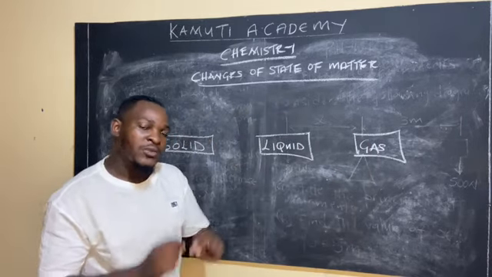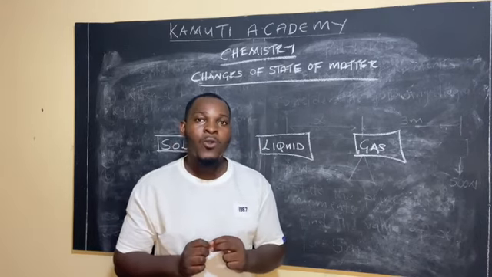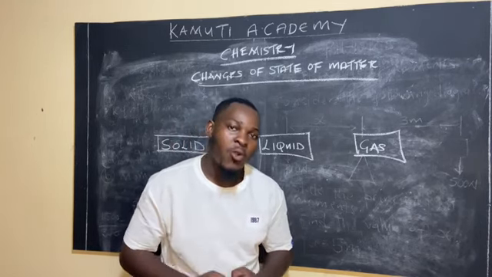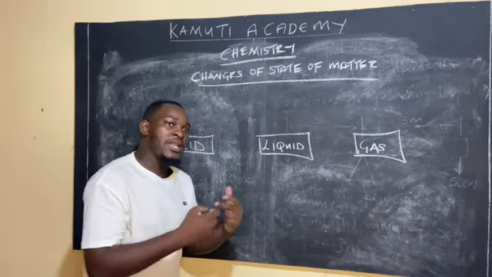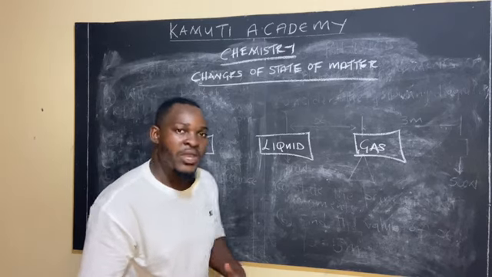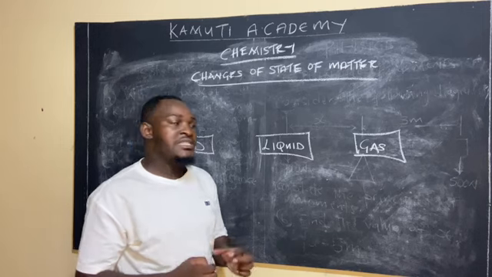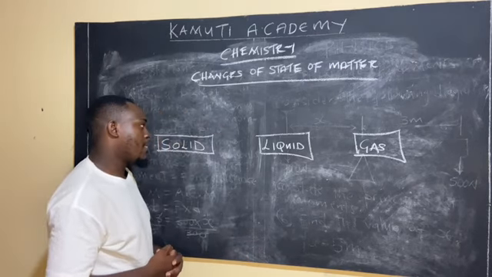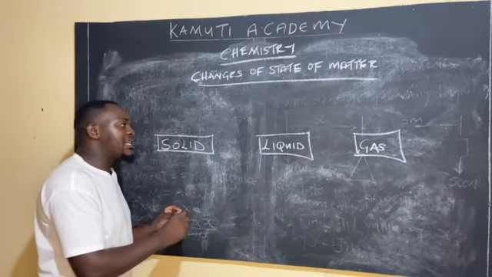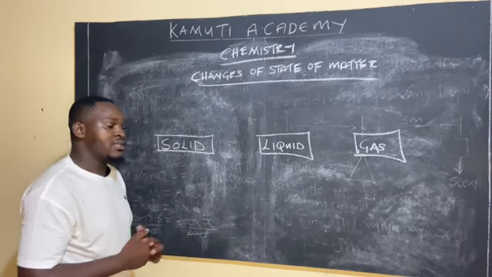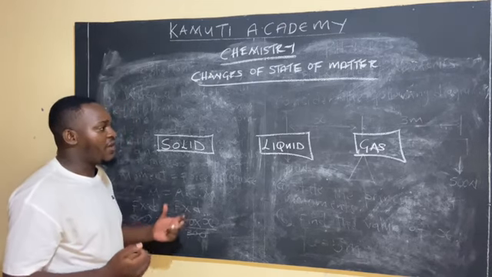So now, what we're going to do here is that we want to find out what the states are called, what reactions occur when a solid has changed into a liquid or when a liquid has changed into a gas or vice versa. So those are the transitions we're going to look at. All right, follow me. So now, what happens when a solid has turned to be a liquid? We want to find out what happens.